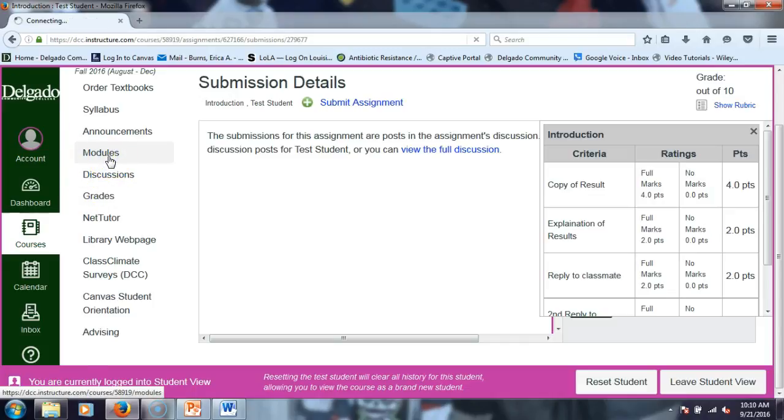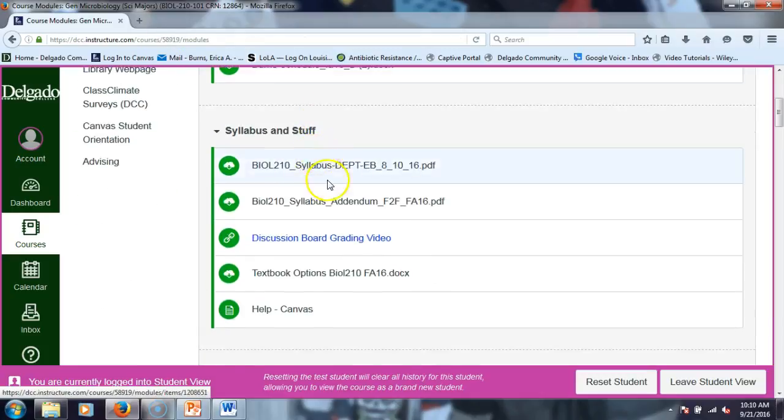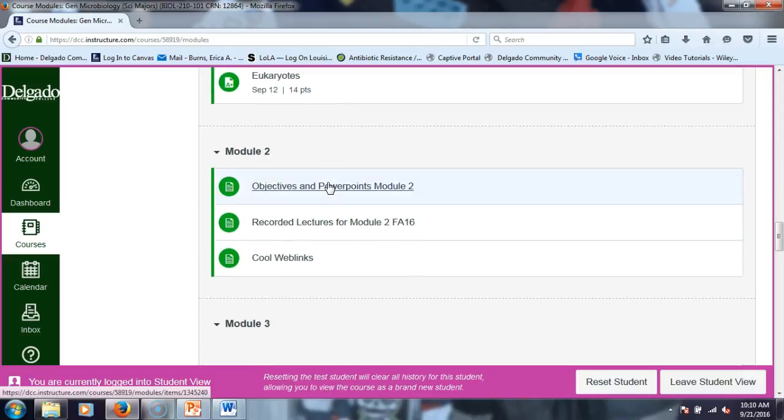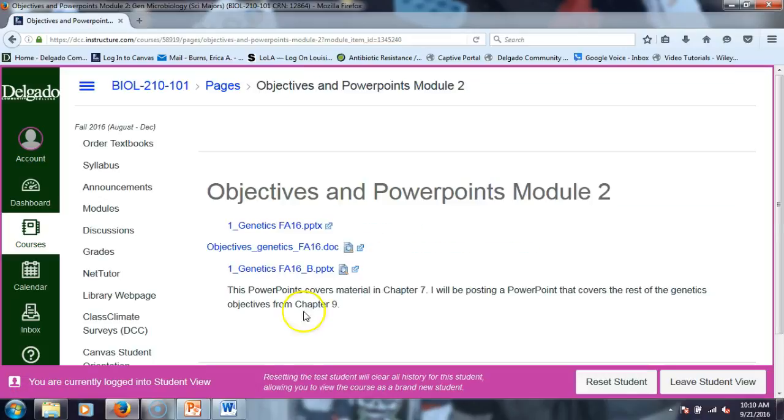So under Module 2, and this applies for both online and face-to-face, I finally added early this morning, because I kept falling asleep last night, I'm sorry, the objectives for genetics and the changes that I've made to the first genetics PowerPoint. The first genetics PowerPoint goes with Chapter 7 in our current book, right? The next genetics PowerPoint, Part B, that I'll post, goes with Chapter 9, right? So if you want to get ahead in your reading, check out Chapter 9.